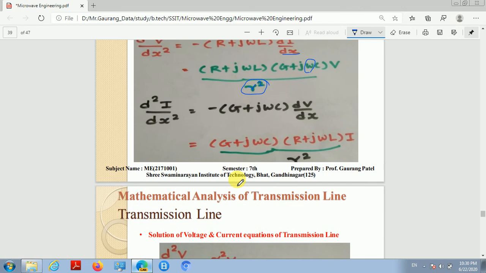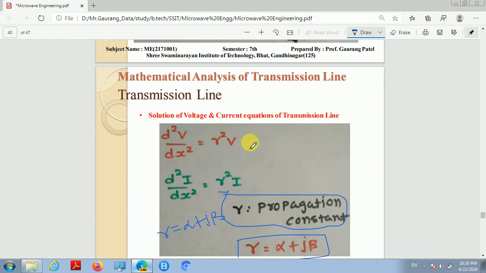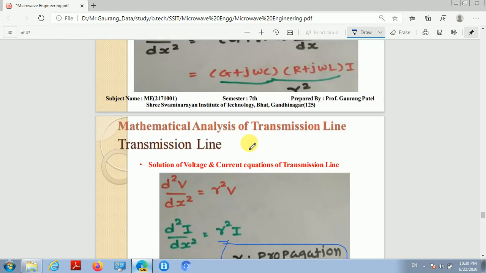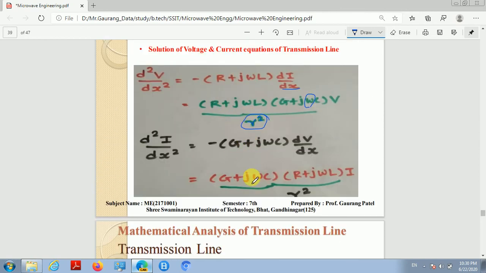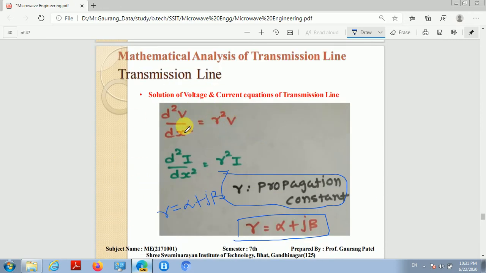Okay, and gamma is basically a complex quantity, and gamma is nothing but alpha plus j beta. So in general it is a complex quantity, that is gamma is equal to alpha plus j beta. And gamma square ki value kya hai hamare paas: gamma square is equal to (R plus j omega L) into (G plus j omega C), and it is the characteristic parameter of the transmission line. Okay, and what is the physical significance of this propagation constant, that we will discuss later. Okay, so basically these are the solutions of the voltage and current equations on the transmission line. Okay, done.